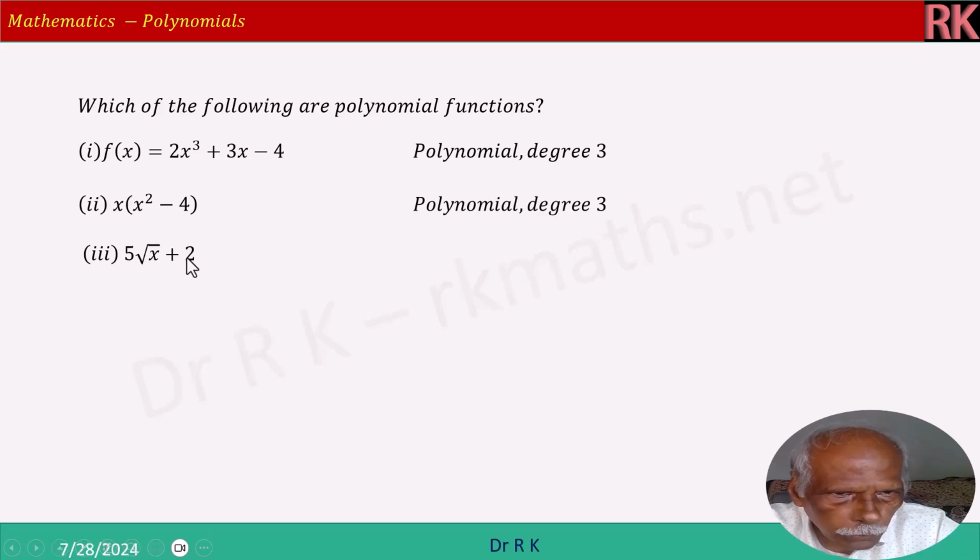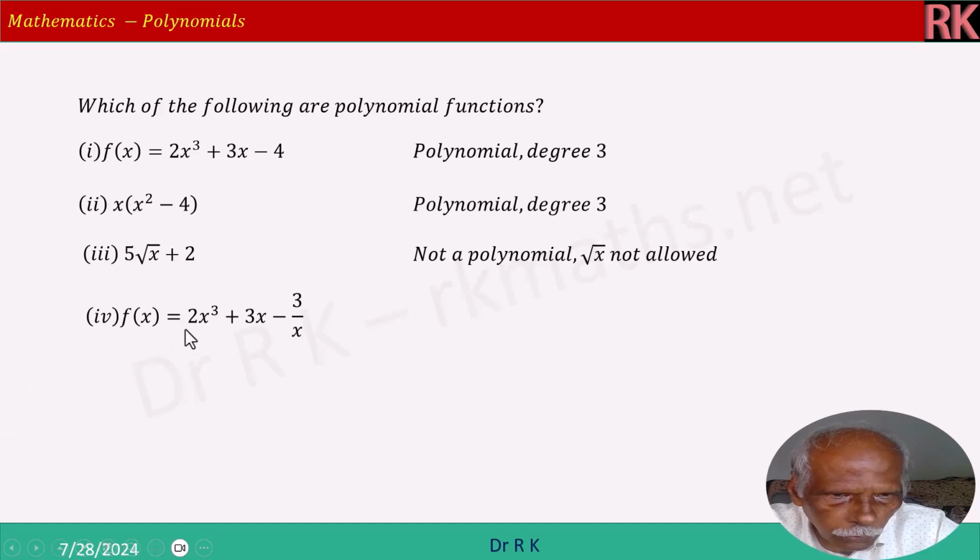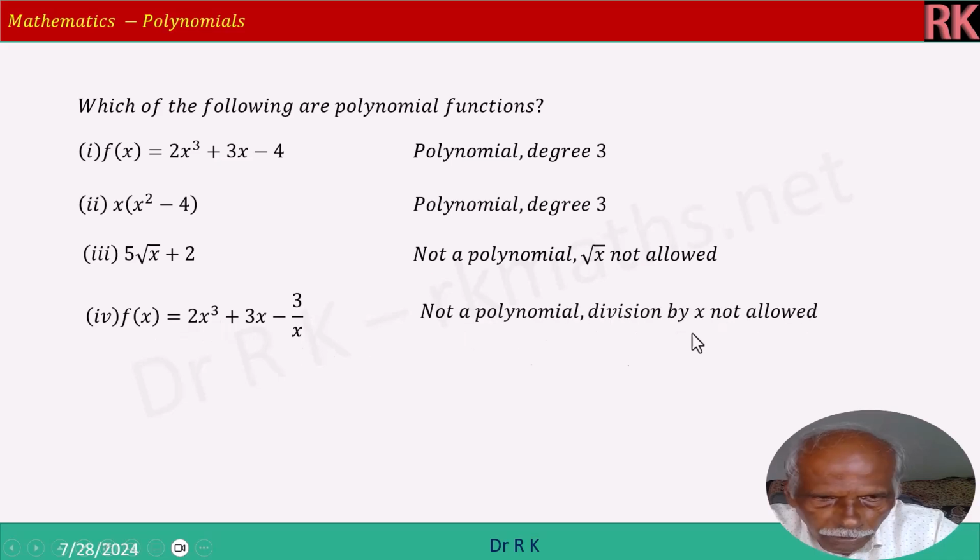5 root x plus 2, no it is not, because root x is not allowed. F of x is equal to 2x cube plus 3x minus 3 by x, no it is not a polynomial, x cannot be in the denominator. Division by x is not allowed.